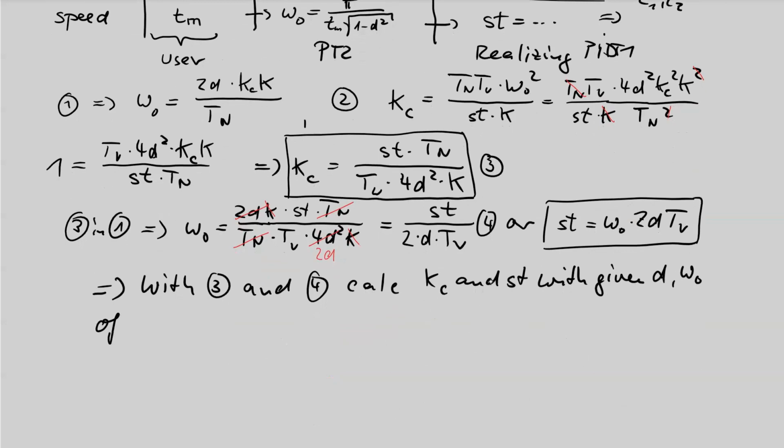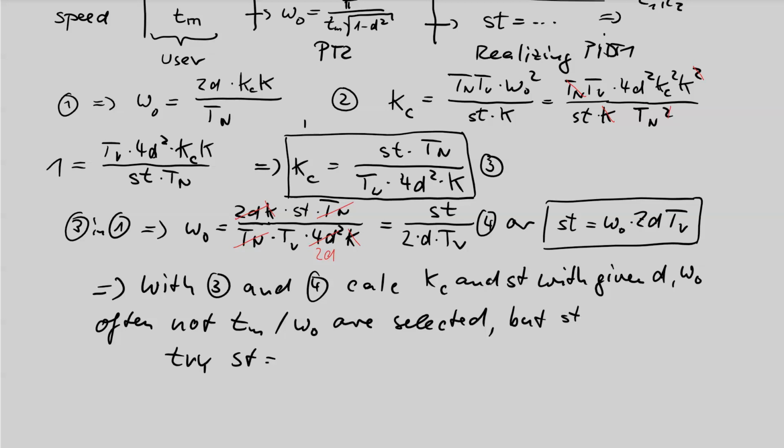Often, note, not Tm or omega naught are selected, but step depths. So we will do this later. Try step depth is 1. What happens? What is this? Step depth is 1.